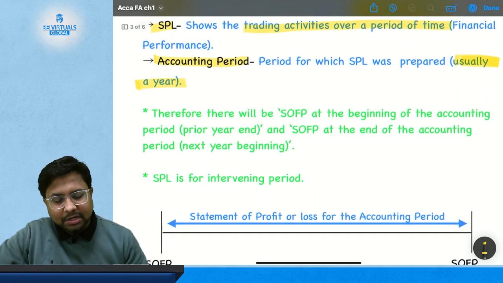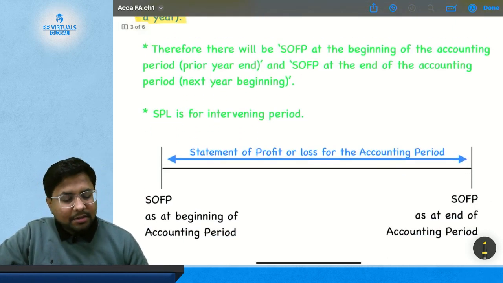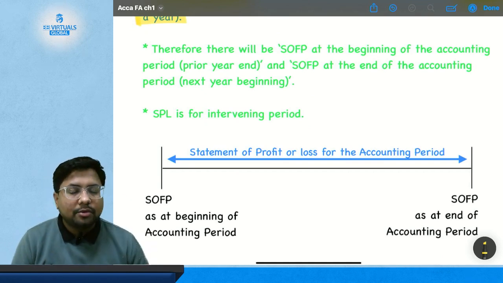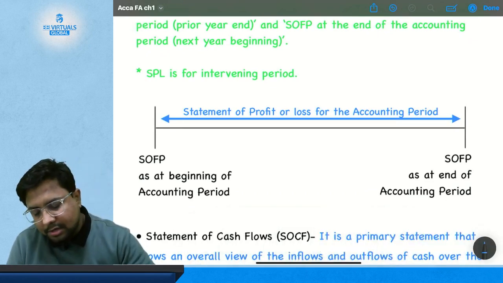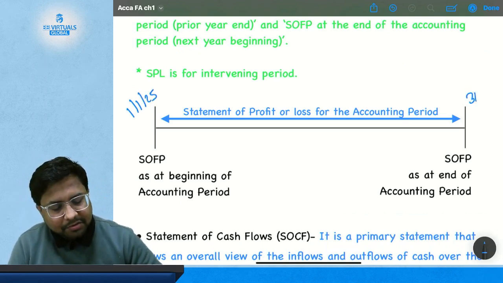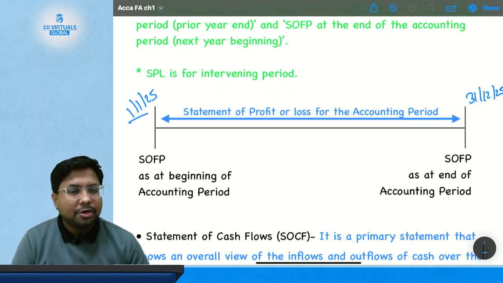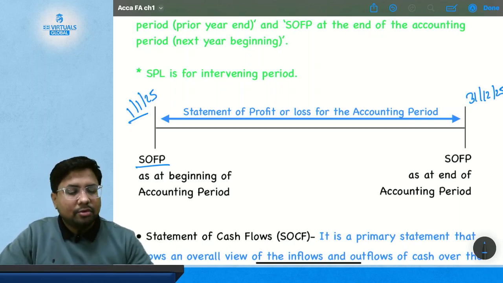Okay, so this is the relationship between SOFP and SPL. In every year there will be two SOFP, at the beginning of the accounting period and at the end of the accounting period. By this chart you will be able to easily understand what I am trying to say. Suppose my year started on 1st of January 2025 and ended on 31st of December 2025. At the beginning of the accounting period, that is 1st of January 2025, I have a statement of financial position, or you can say balance sheet, and same for the end.